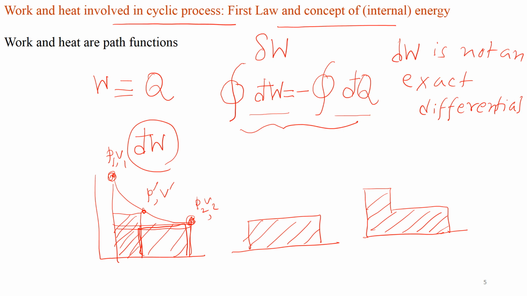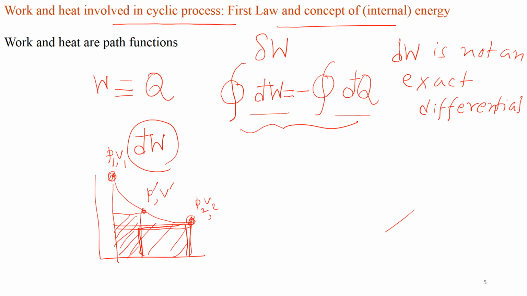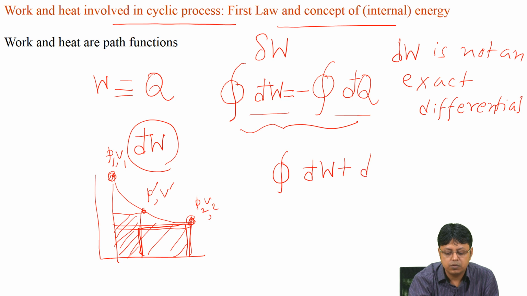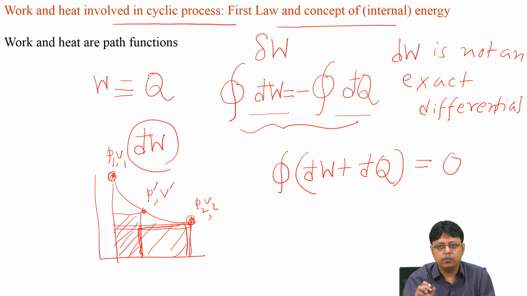Now, if you proceed with this equation, which is cyclic integral of the differential of work done is equal to negative of cyclic integral of the heat withdrawn from the surrounding, we can combine these two things and write d cross w plus d cross q is 0. Now, we got a very beautiful thing.